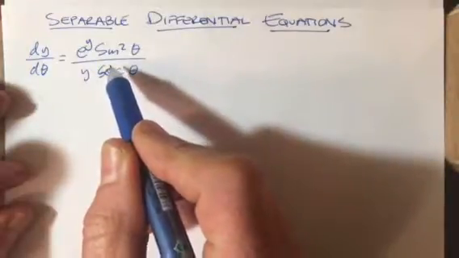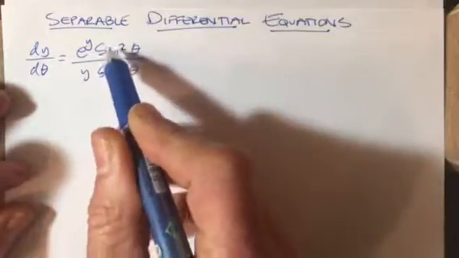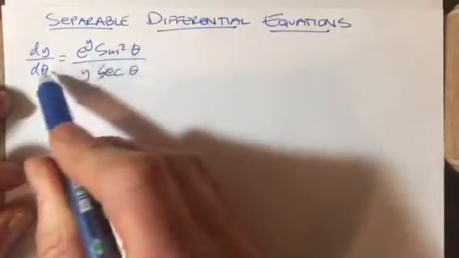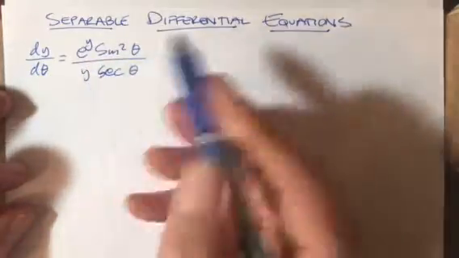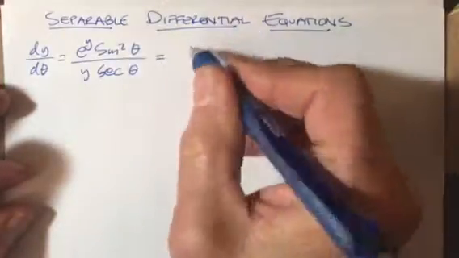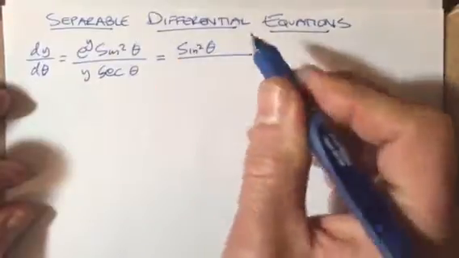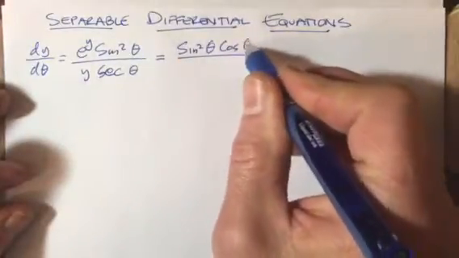Secant is 1 over cosine. So 1 over cosine in the denominator, I can pop that up to the top. That will be diagonally opposite my theta here. So if I just bring the e to the y down, I'm really golden. That is the way to go. So this just becomes sine squared of theta, multiplied with the cosine of theta.